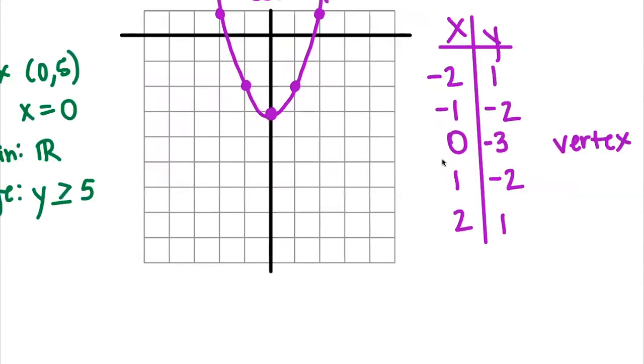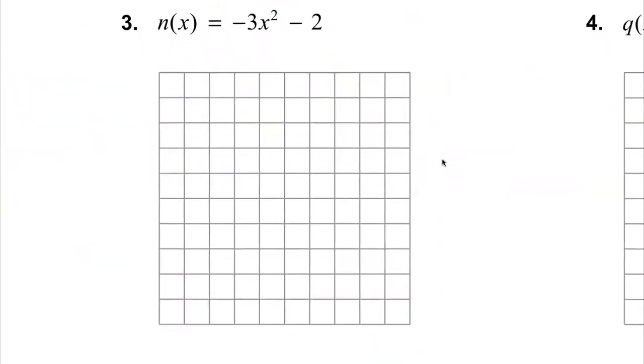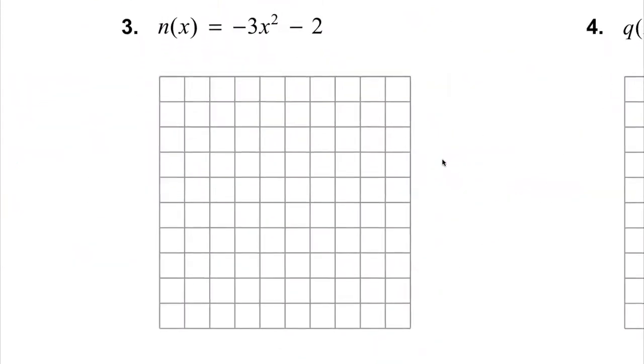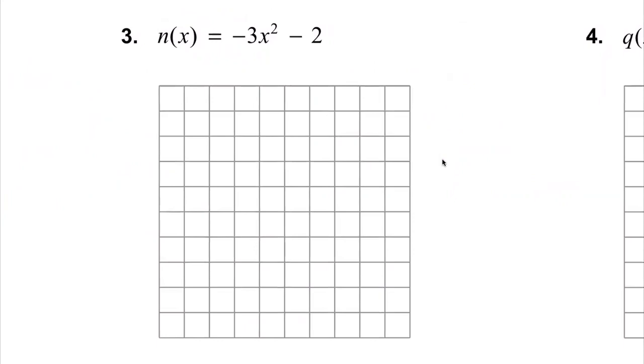Okay, let's look at number 3. Let's talk about how number 3 is going to look different. There are 3 things that we need to identify here. First of all, this negative means our graph is going to be reflected. So this is going to be an upside down parabola. We know it's going to go upside down.